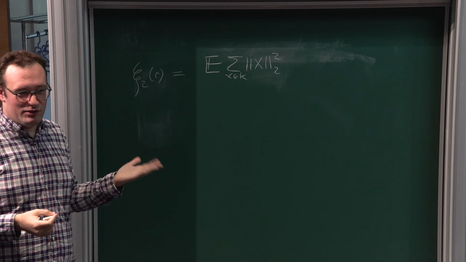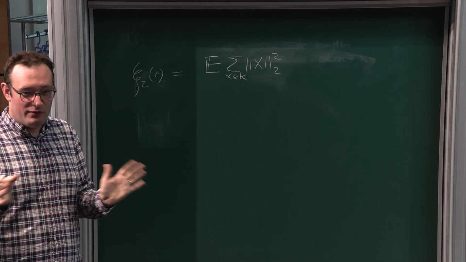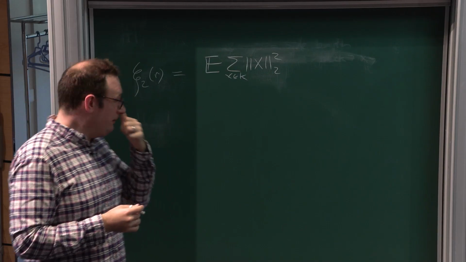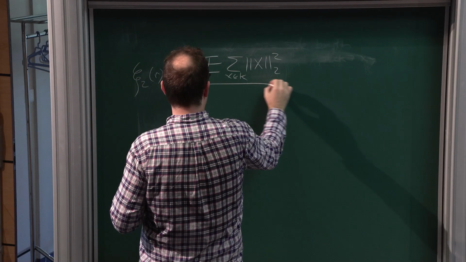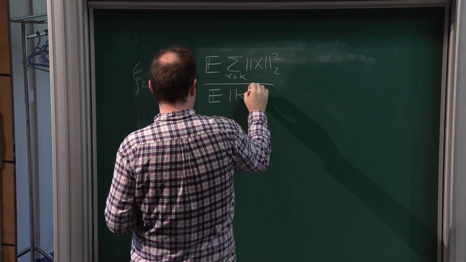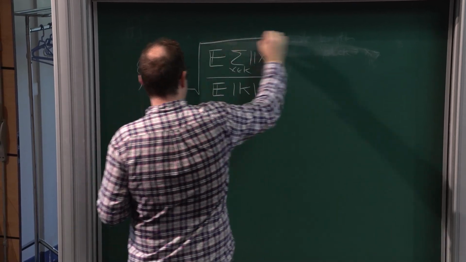This turns out to just be much more algebraically convenient. Our model is defined with respect to an arbitrary norm, but we'll do these moments with respect to the Euclidean norm. Divided by the size of the cluster, square root.